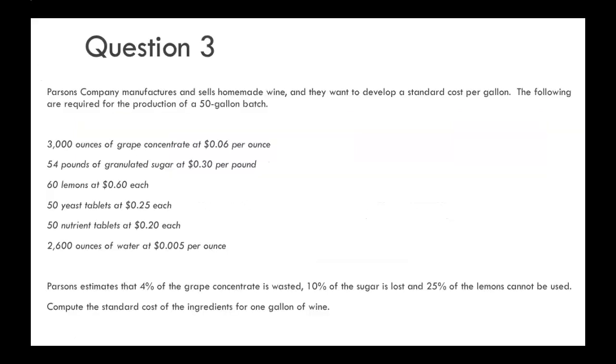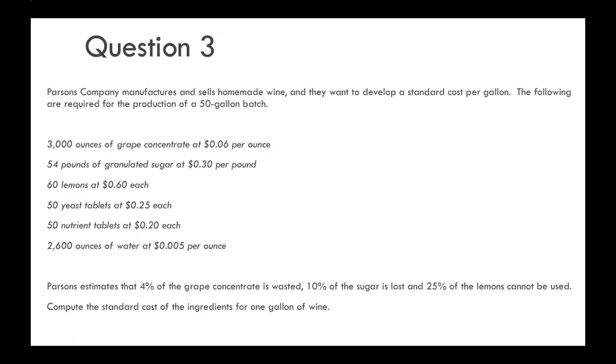So now question number 3. Question number 3 says Parsons Company manufactures and sells homemade wine and they want to develop a standard cost per gallon. The following are required for the production of a 50-gallon batch. So we have a bunch of different ingredients here. So for 50 gallons of wine, we need 3,000 ounces of grape concentrate, 54 pounds of sugar, 60 lemons, 50 yeast tablets, 50 nutrient tablets, and 2,600 ounces of water.